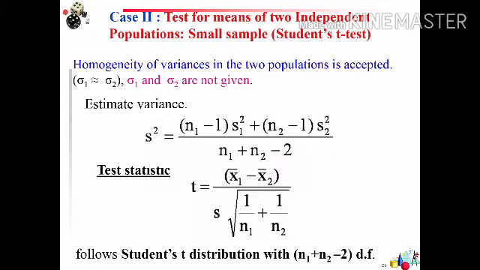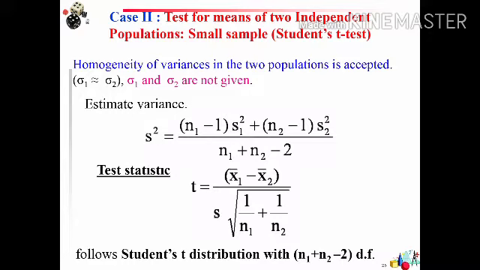Next is case 2: test for means of two independent populations when the sample size is small, that is, when the sample size is less than 30. We apply the student t-test when the homogeneity of variance in the two populations is accepted. So sigma 1 and sigma 2 are not given, so we estimate the standard deviation.